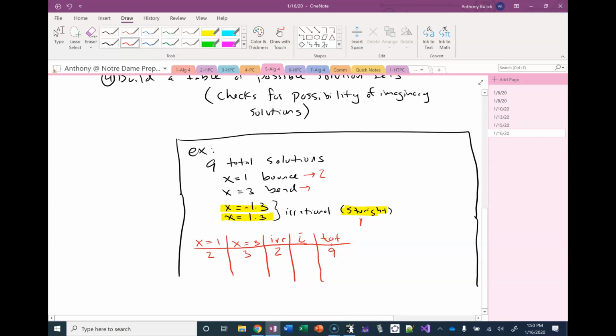Okay. So now, 2 plus 3 plus 2 gives me 7. I need to get 9 total. Where are the other 2 solutions going to come from? Imaginary. Okay. Is this the only situation that could happen? No. What else could happen?